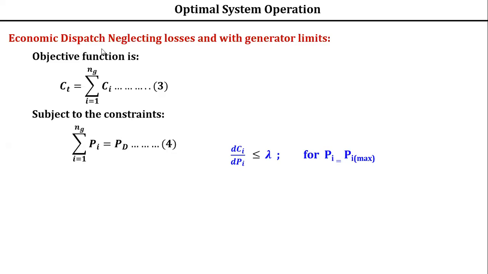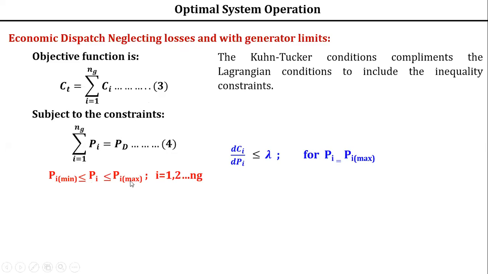This is what we studied in the previous case, economic dispatch, neglecting losses and with no generator limits. But when you consider generator limits, still neglecting losses, one more constraint is added to this optimization model. That is, real power generation at the ith bus should be greater than or equal to Pi minimum and less than or equal to Pi maximum. So this is the extra thing. We have to apply Kuhn-Tucker conditions, which complement our Lagrangian conditions applied on equation 4, where the Lagrangian multiplier was applied.